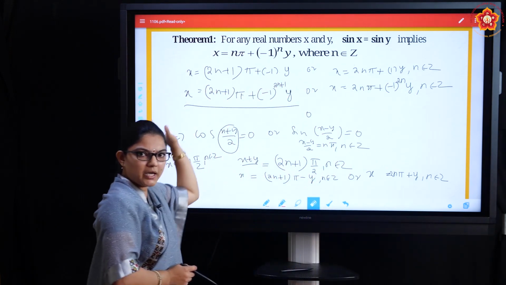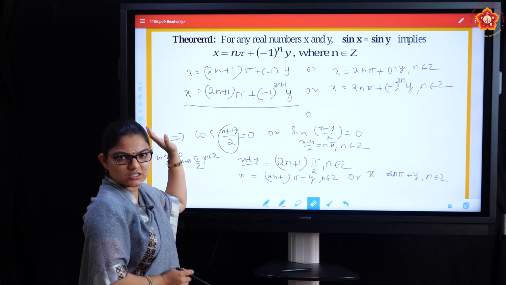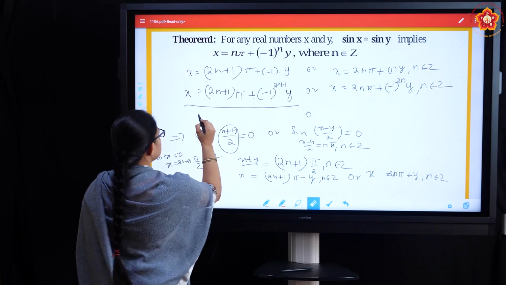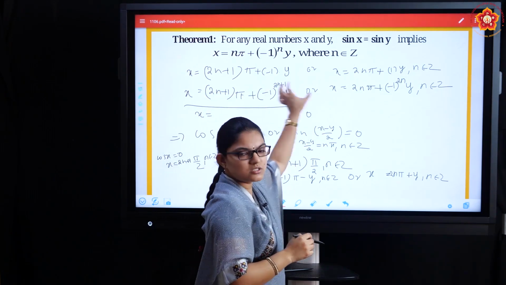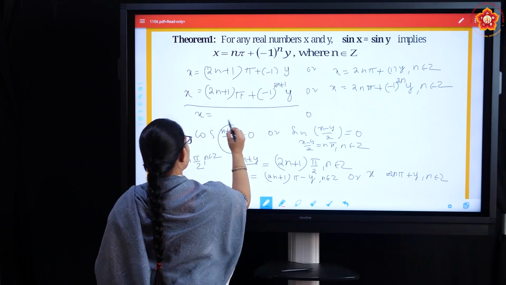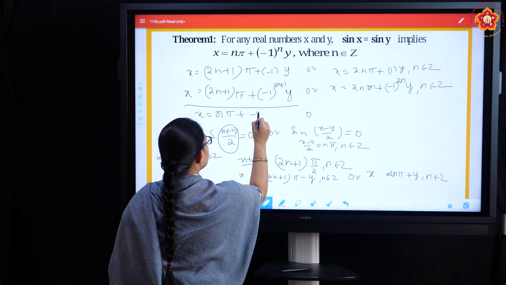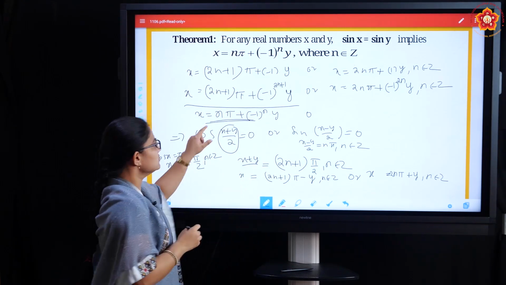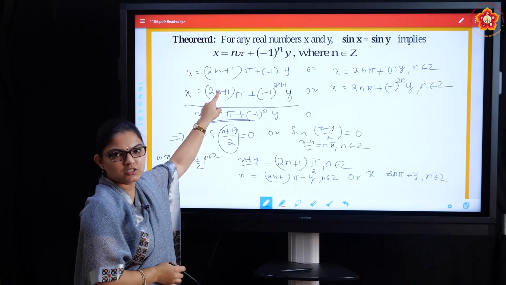So if I combine odd numbers and even numbers, I'll get all the integers, right? All the n's. So therefore, on combining these two equations, I can write for n, that is x is equal to n pi plus (minus 1) power n y, which is the required general solution for the sin x is equal to sin y equation.